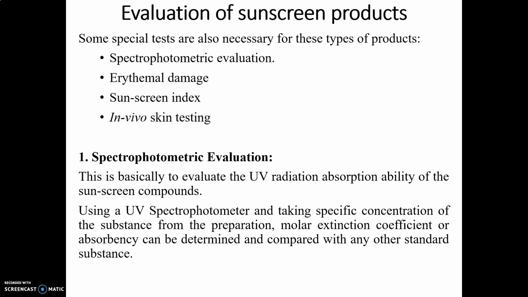Okay. Once these products are formulated, they are tested for a number of evaluation parameters. A few of them we are going to discuss here. The first one is the spectrophotometric evaluation. This is basically to evaluate the UV radiation absorption ability of any sunscreen compound. By using a UV spectrophotometer and taking a specific concentration of the substance from the preparation, the molar extinction coefficient, or generally we call it absorbency, is measured, and further it is compared with any standard substance, maybe PABA or some other agent, and it is further checked for its efficacy.